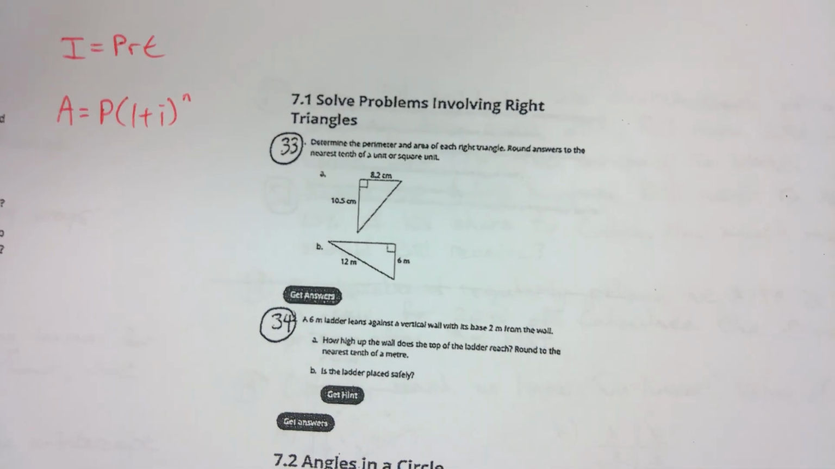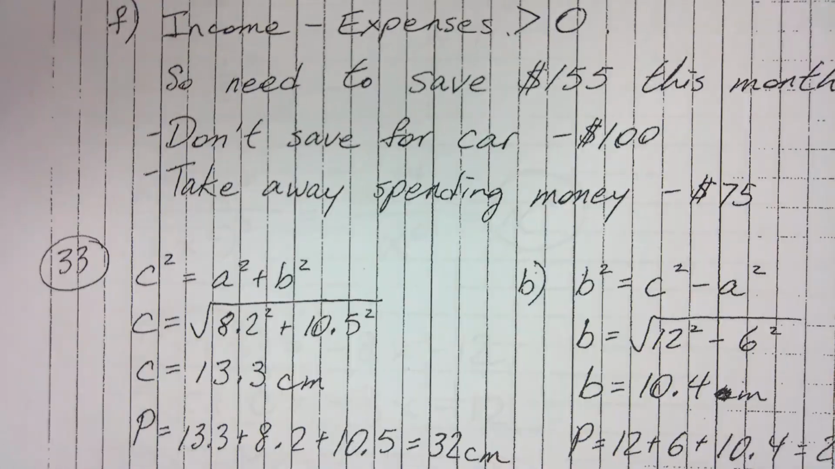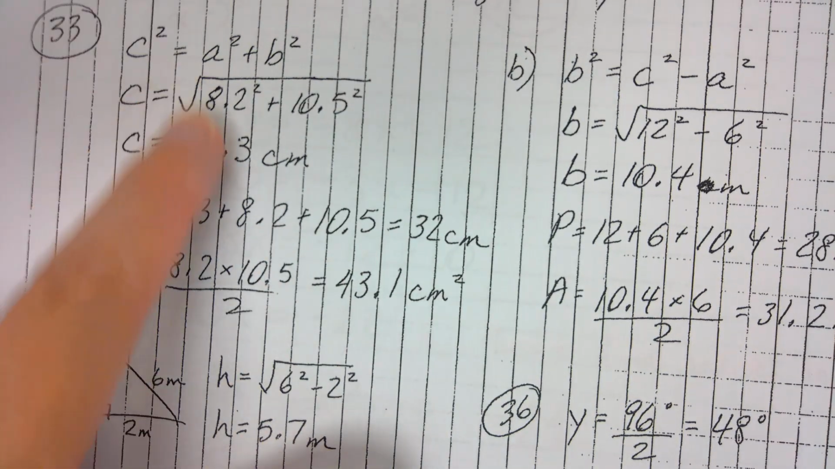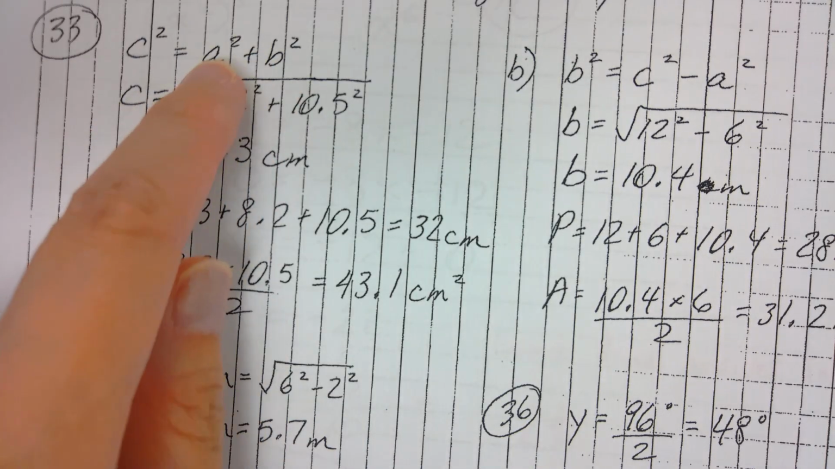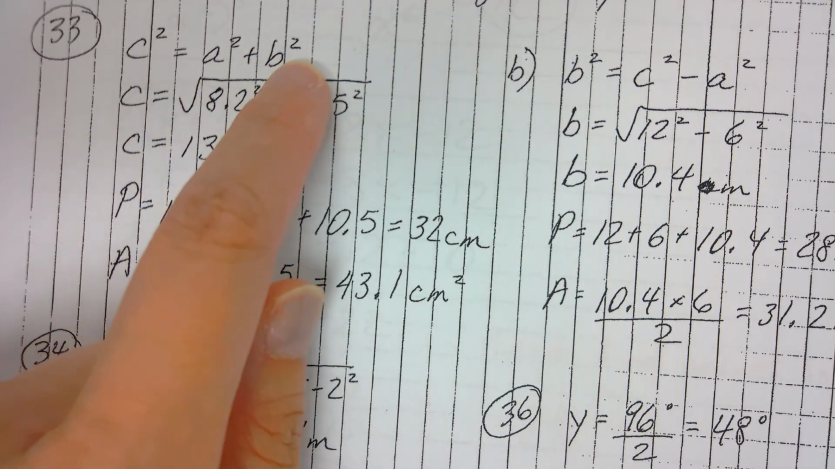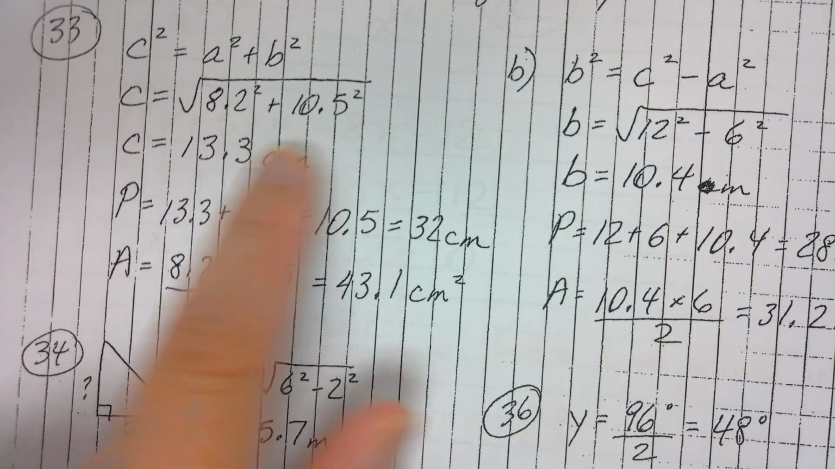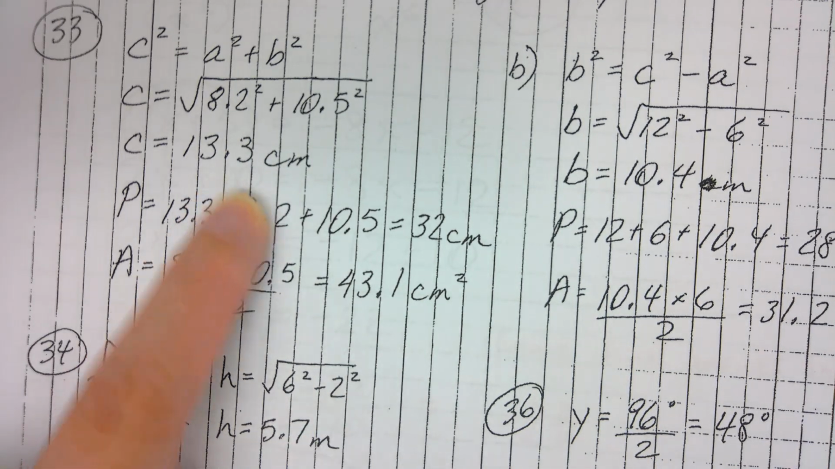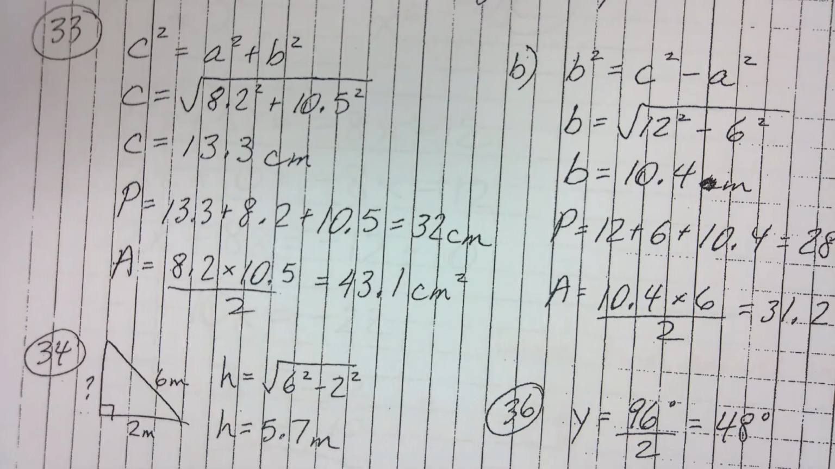33. You are given this right angle triangle, and whenever you see a right angle triangle, what does that mean? Pythagorean theorem, right? For the first one, you're looking for the hypotenuse, so it's the adding. So a squared plus b squared, not just a plus b equals c. Square it, add it, square root it, you get 13.3 centimeters. For the perimeter, you're just adding the 3 sides, you get 32 centimeters.